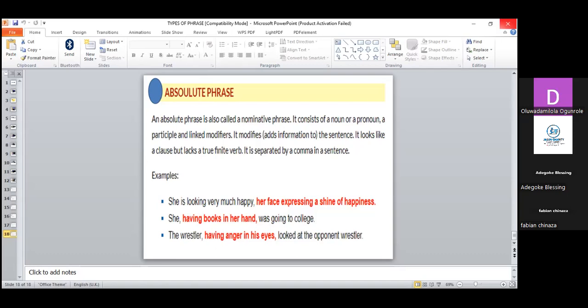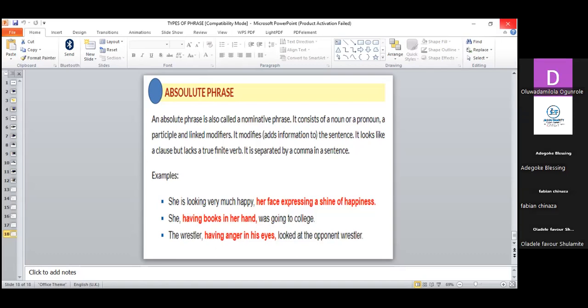So for these other two examples, the second and the third, if we remove it and place it at the end of the sentence, you'll see that it is just like the first one. We can say she was going to the college having books in her hand. We can also say the wrestler looked at the opponent wrestler having anger in his eyes. So that is the last one we're discussing for today.